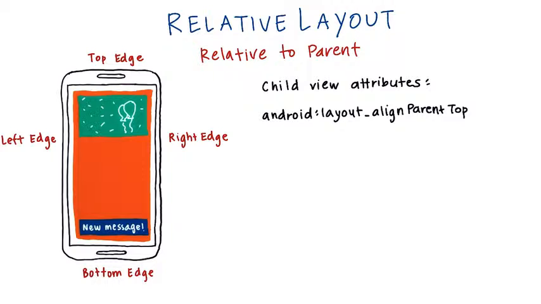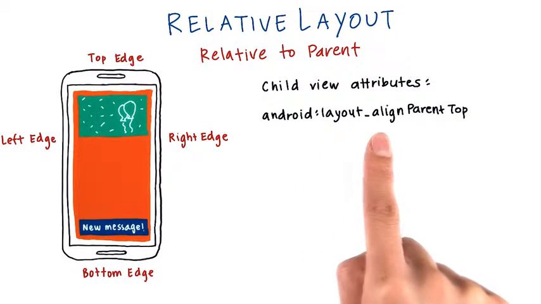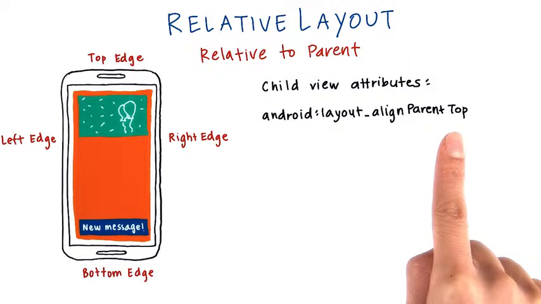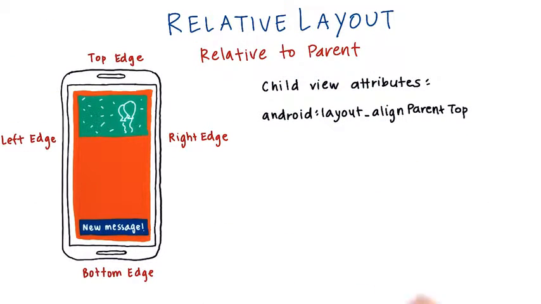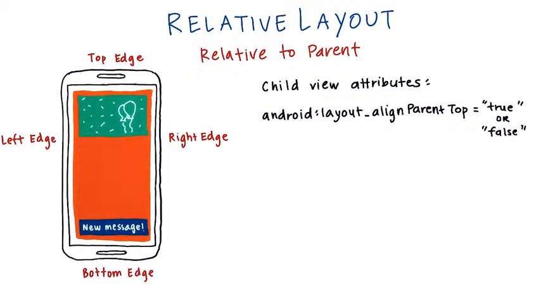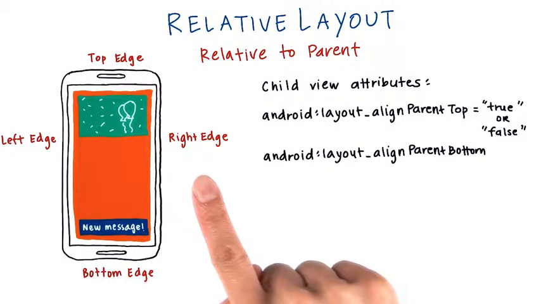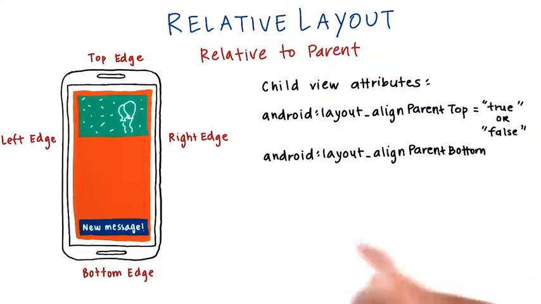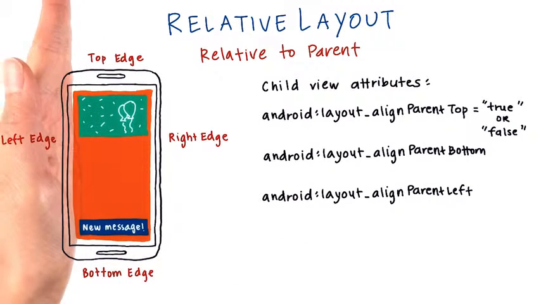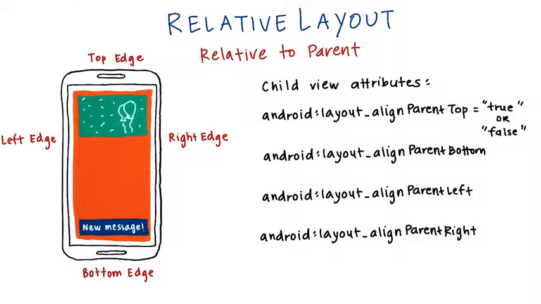The attribute name follows this format: android:layout_alignParentTop. This attribute determines whether the child view is aligned to the parent's top edge or not, so the possible values are true or false. If it's true, then the view should be aligned to the parent's top edge. If it's false, then it shouldn't be aligned. There are attributes for all the other edges as well. For example, alignParentBottom for aligning to the parent's bottom edge. There's alignParentLeft for aligning to the parent's left edge, and then there's alignParentRight for aligning to the parent's right edge. You can mix and match and use multiple of these attributes at a time.